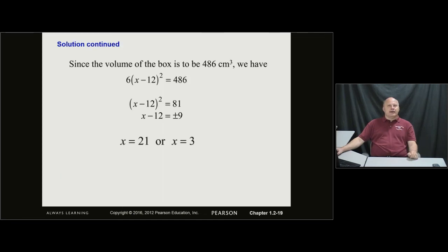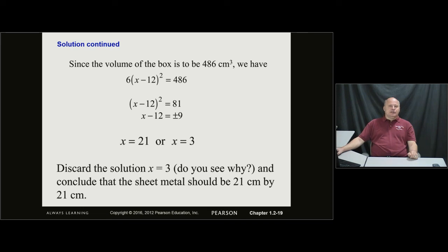So we discard that answer. So let's go back. And remember, x was 21 or 3, so we throw the 3 away. And then 21 is what we keep. So that's what you say. So we conclude that the sheet metal should be 21 centimeters by 21 centimeters.